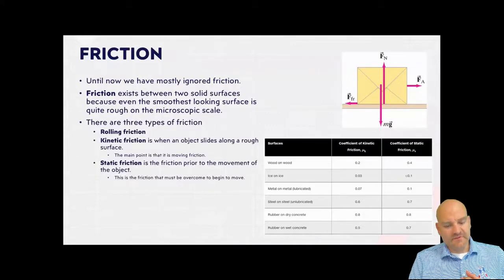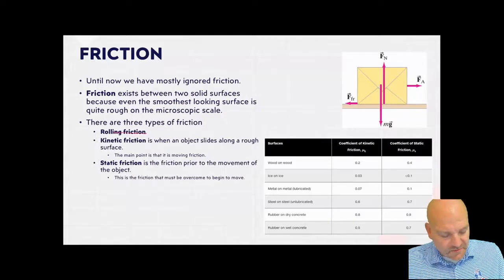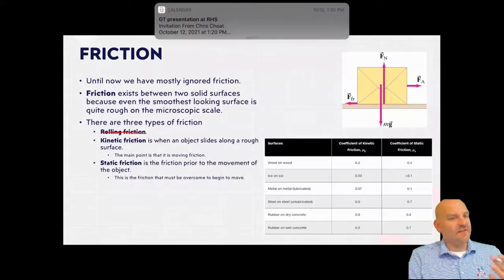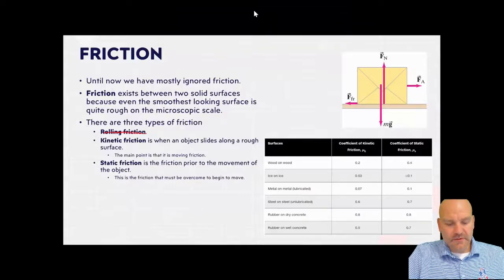There are going to be three types of friction, two that we're going to focus on, one that's not going to be so much right now. The one that's not going to be so much right now is rolling friction, which is actually the lowest of the frictions.